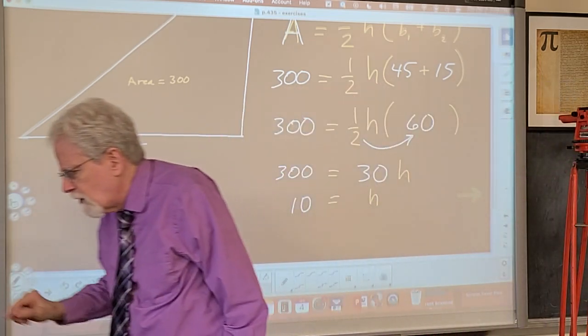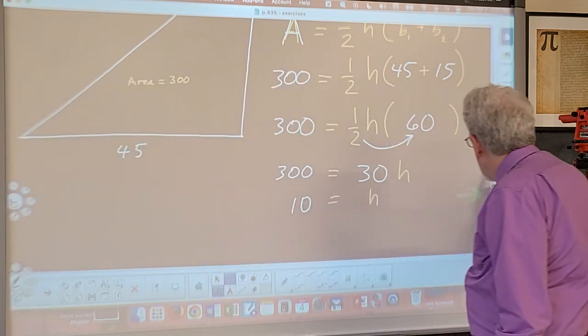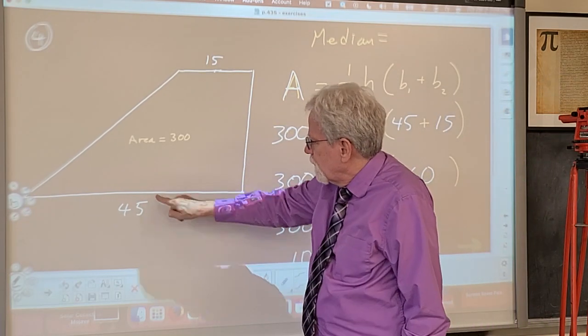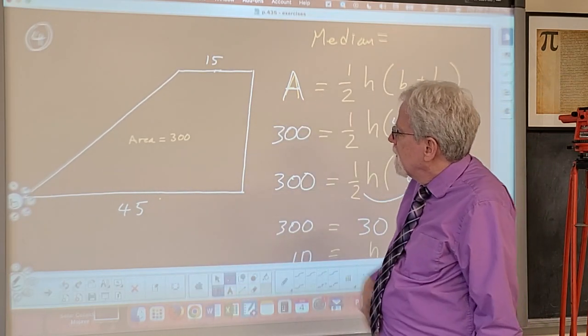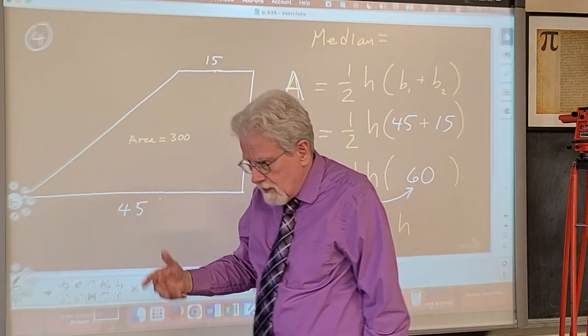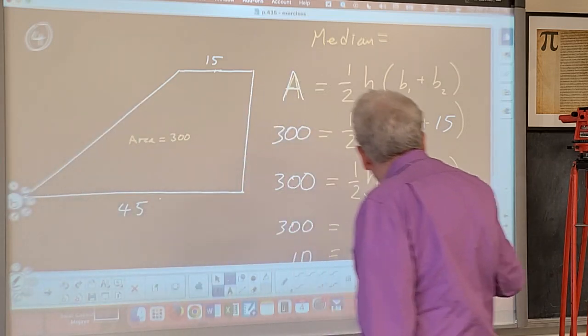What else do we want to know? We want to know the median. The median is easy. You don't even barely have to do any work. You just add the bases and take half. That's going to be 60, and half of 60 is 30, and we're done. We move on to number 6.